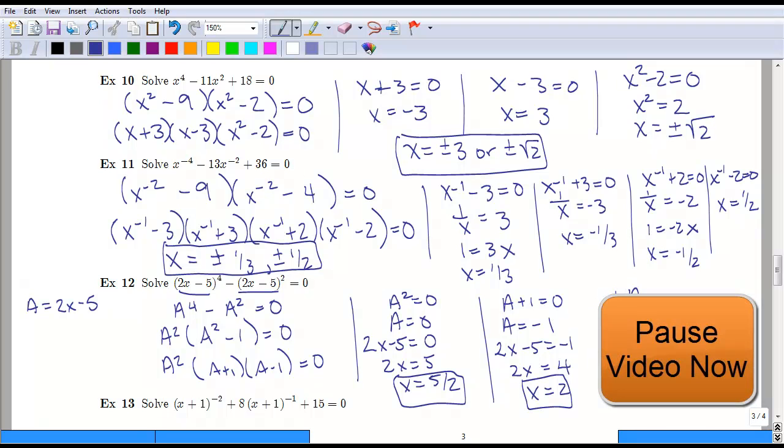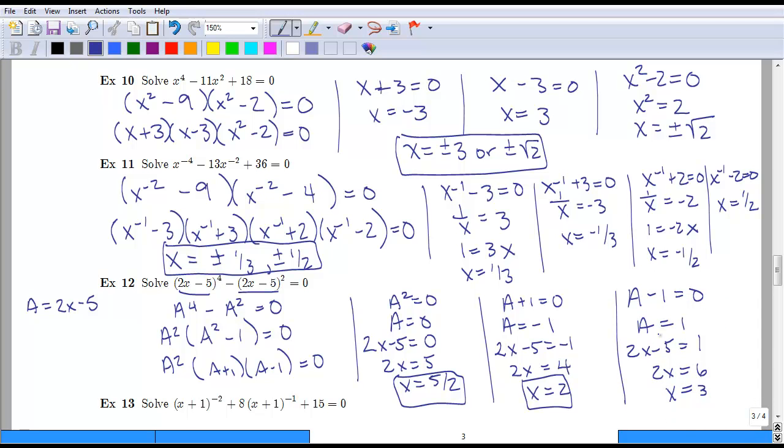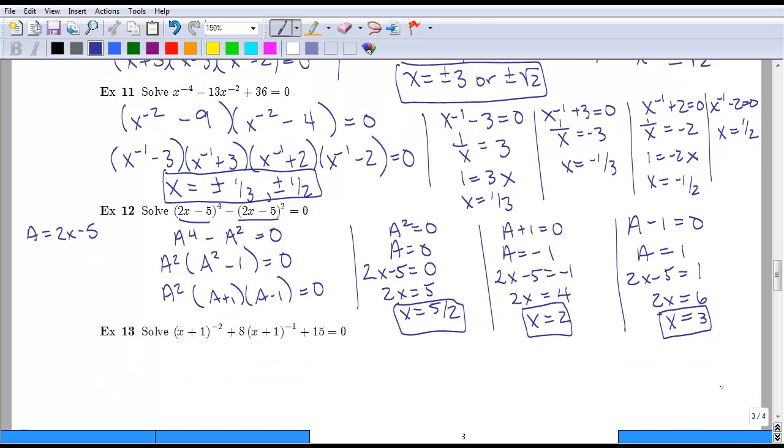And for our third answer, I want you to pause the video now and see if you can find the third value. When going through and solving this one, you should have found that x is equal to 3. So we've got our 3 solutions here. x equals 5/2, which is actually what we call a multiplicity 2, meaning it has a double root there because of the a squared. And x equals 2 and x equals 3.